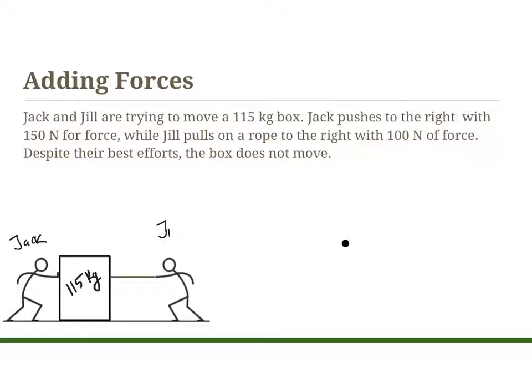And Jill is pulling on a rope. So if Jack is pushing to the right, he's going to go in this general direction, and Jill is pulling to the right as well in that general direction. Now, here's the deal. Jack is pushing to the right with 150 newtons of force, and Jill is pulling to the right with 100 newtons of force.